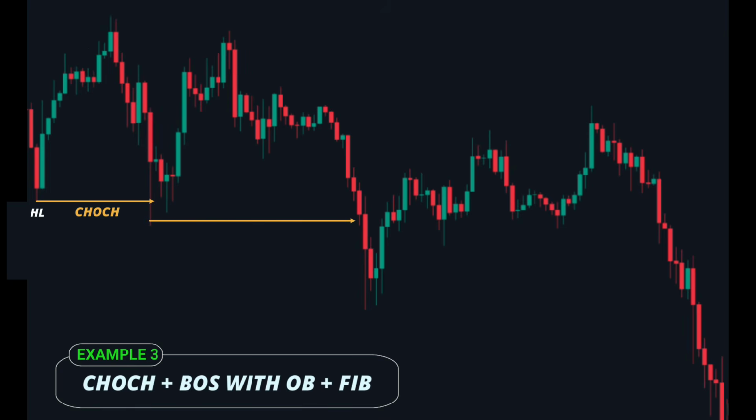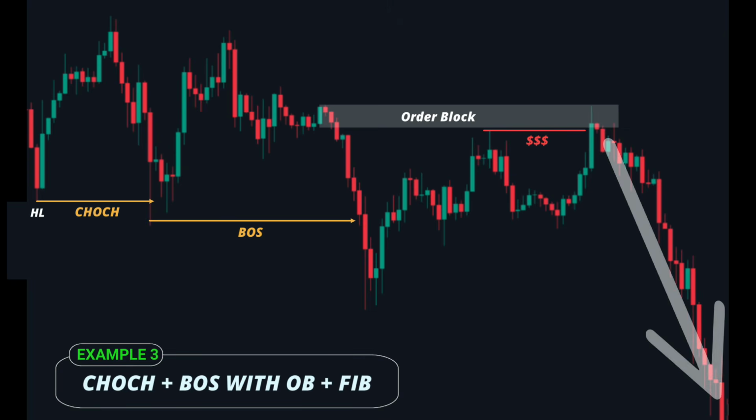The market then pushes further and breaks the next swing low, giving us a break of structure. With bearish direction confirmed, we now focus on the order block. The last bullish candle before the strong bearish move that caused the BOS becomes our point of interest. This is the bearish order block. Price will often retrace back into that candle before continuing downward.